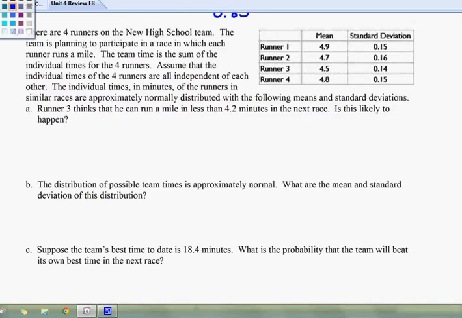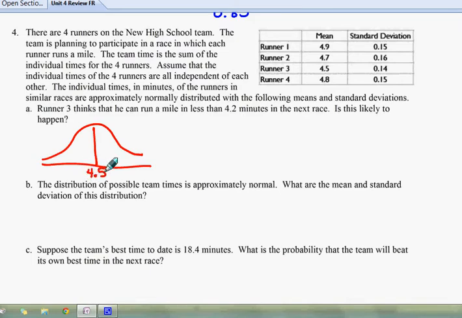Alright, here we go, your favorite stuff. Your rules of expected values and standard deviations with combining events. On number 1, we just want to know, is it likely that runner 3 will run a mile in less than 4.2 minutes? Well, if we're looking at runner 3, runner 3 has an expected outcome of 4.5. His mean is 4.5. His standard deviation is 0.14. So to get to 4.2, it's going to be closer to down here. And if he is going to run less than that, if he's going to be faster, he's going to be on that side of the 4.2.